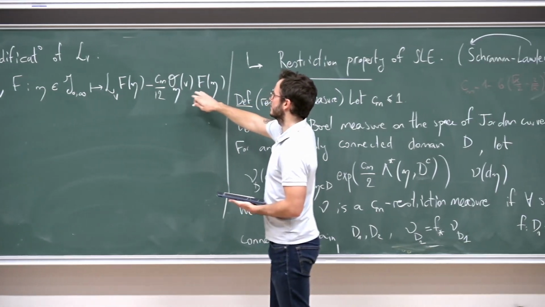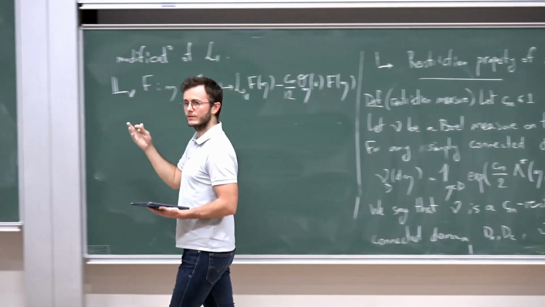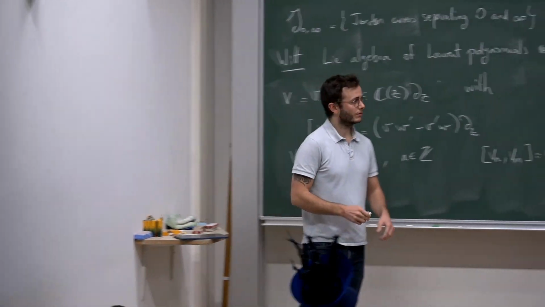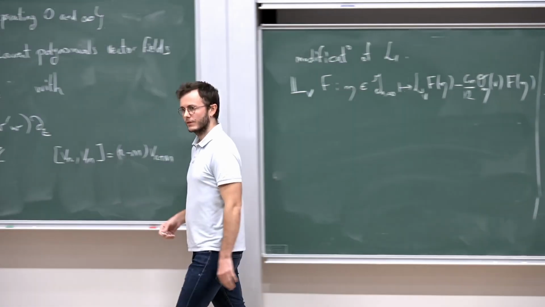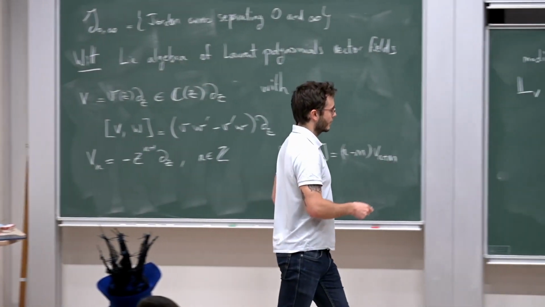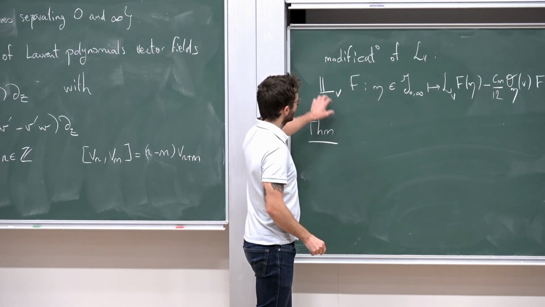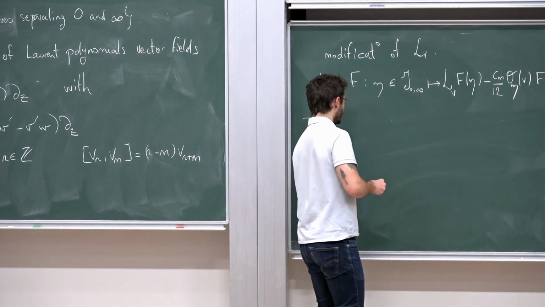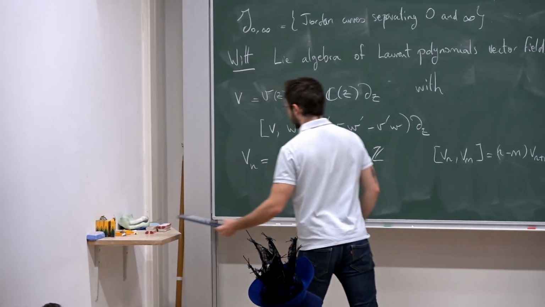And now I have simply a multiplication. So I multiply F of eta by something that depends only on eta, but not on F anymore. But I'm not going to define it here, because I think it will be a bit better for you. And so the result is that this time these operators form a representation of the Virasoro algebra.